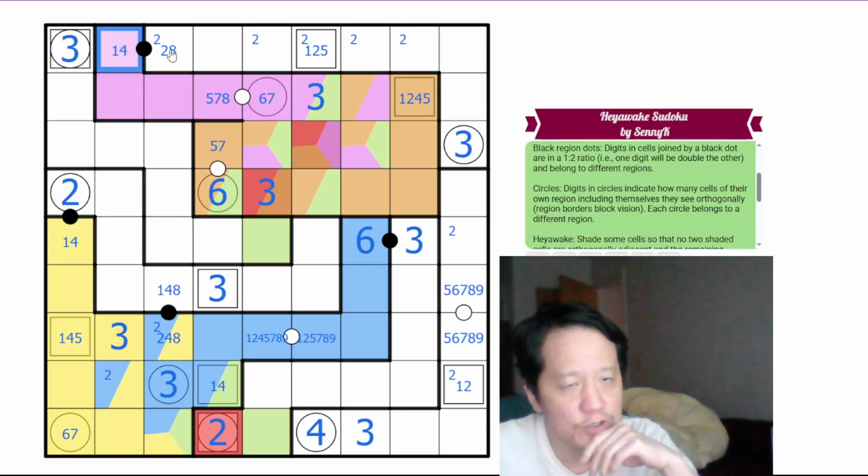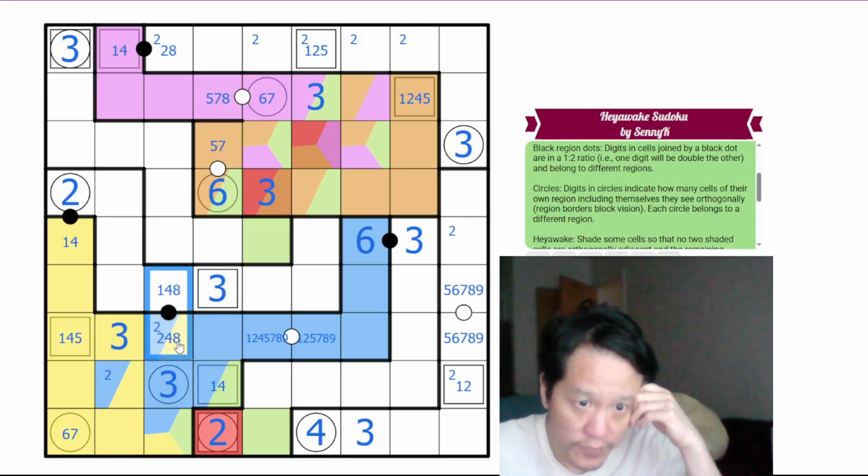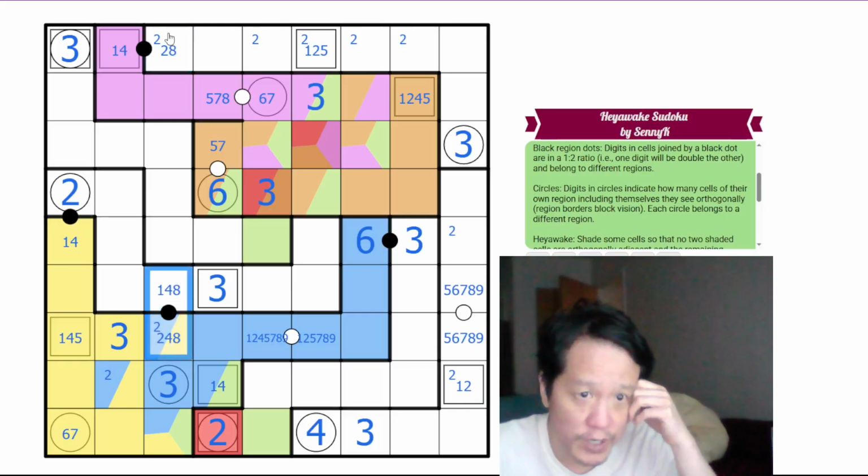If this is 4, you go to 2 or 8. If this is 1, this has to go to 2. That's why it's 2 or 8. If this is 1, 2, that's 8. If this is 2, 4, that's 8. If this is 4, 8, that's 2.